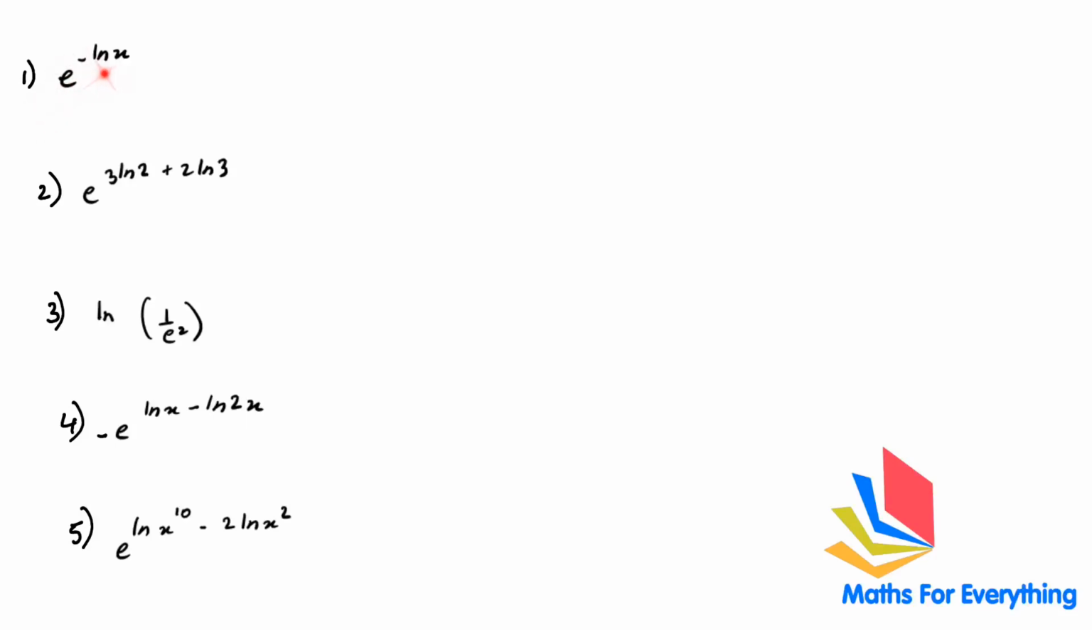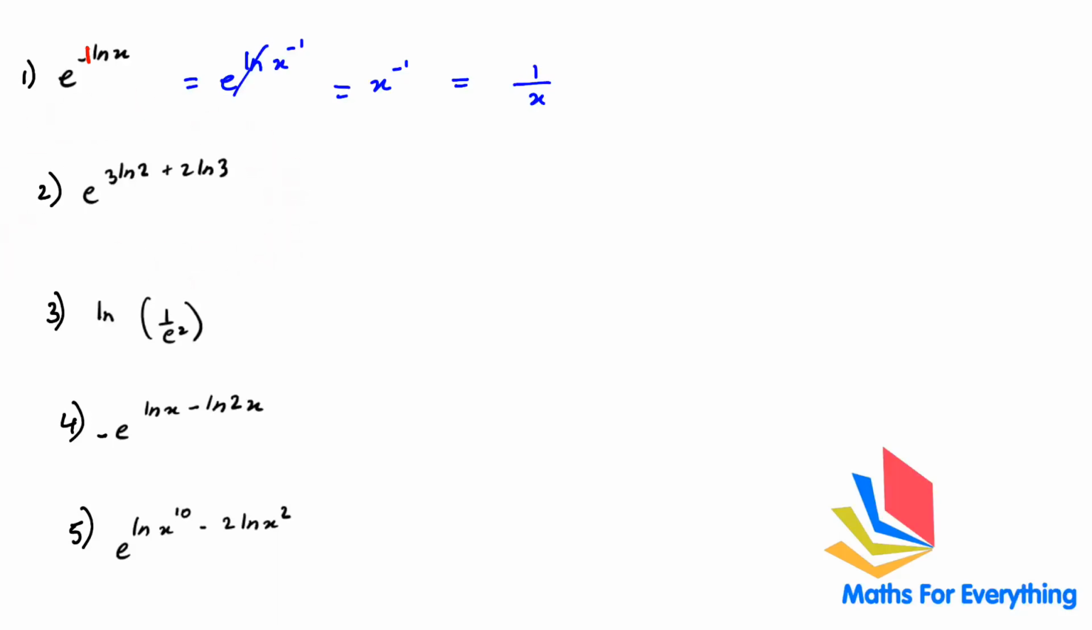e to the power of negative ln x. Again, if there's no number here, it means there's a 1. So we will write this as e to the power of ln x to the power of negative 1. The e and ln are cancelled. We are left with x to the power of negative 1, which is equal to 1 over x.